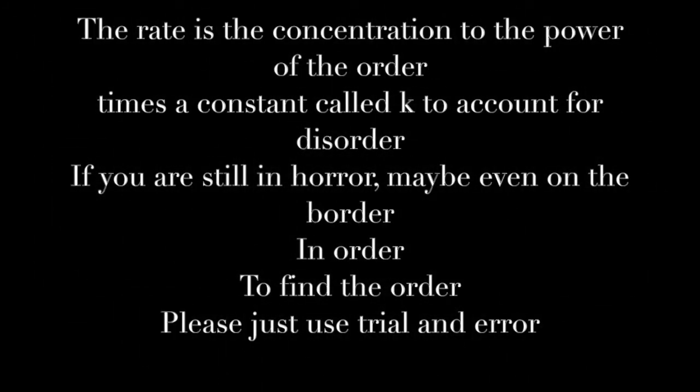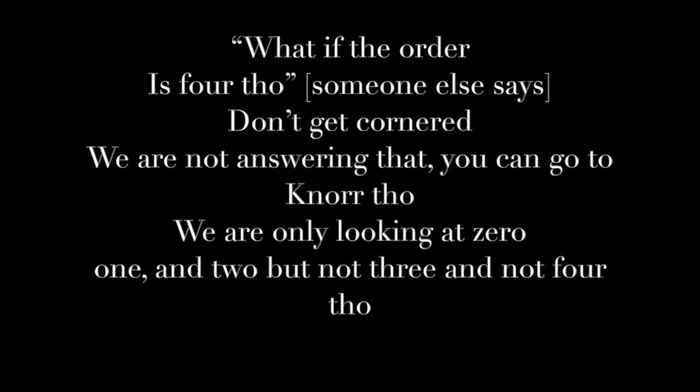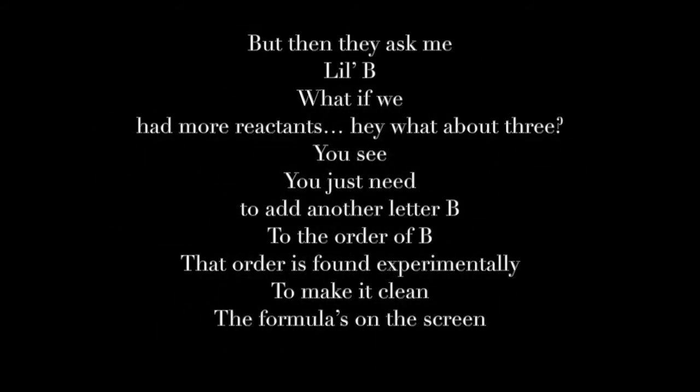The rate is a concentration to the power of the order times a constant called k to account for disorder. If you are still in horror, maybe even on the border, in order to find the order, please just use trial and error. What if the order is 4 though? Don't get cornered, we are not answering that. You can go to nor though, we are only looking at 0, 1 and 2, but not 3 and not 4 though. But then they ask me, little b, what if we had more reactants?